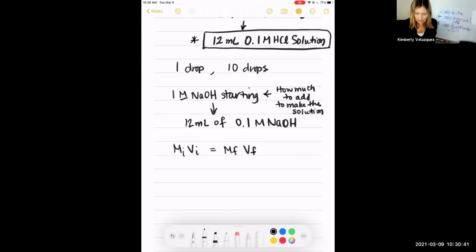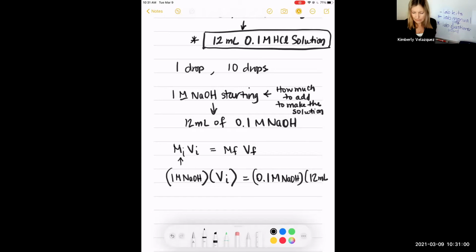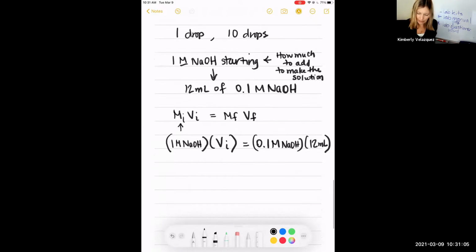So we know this number. It's 1 molar sodium hydroxide. We don't know how much we add. That's what we're calculating. And we want it to be 0.1 molar sodium hydroxide. And we want 12 milliliters. So it becomes the exact same problem.